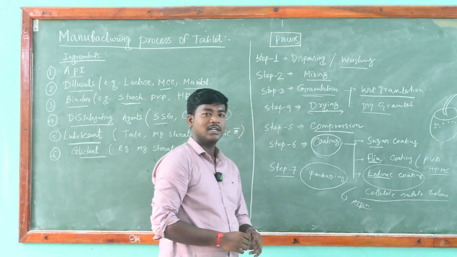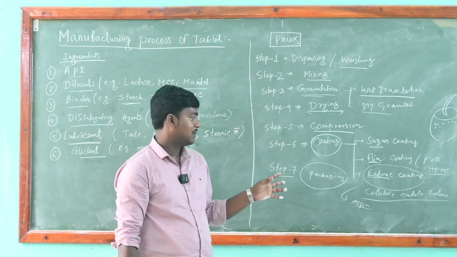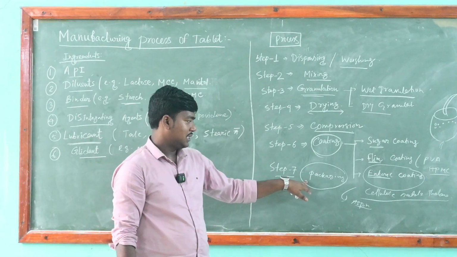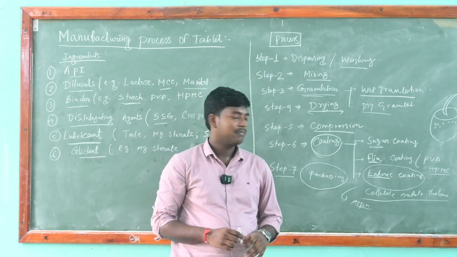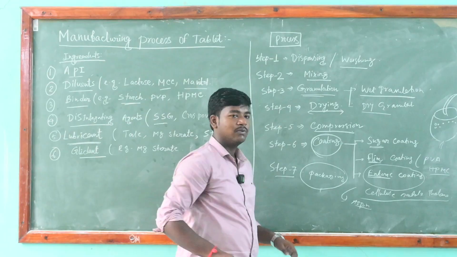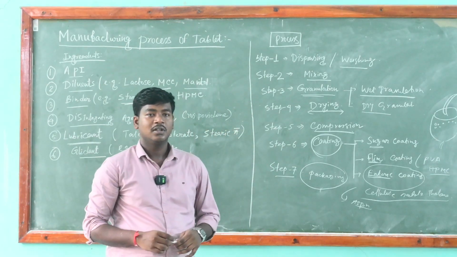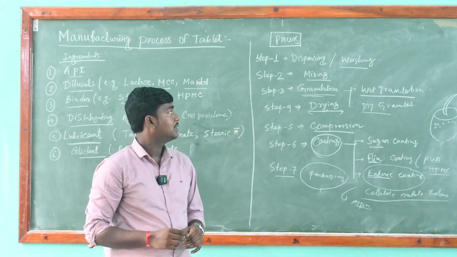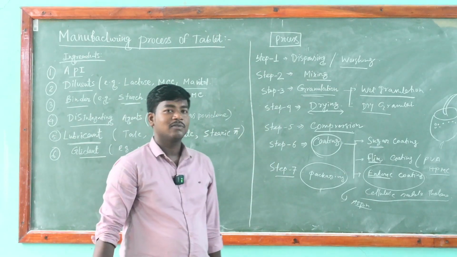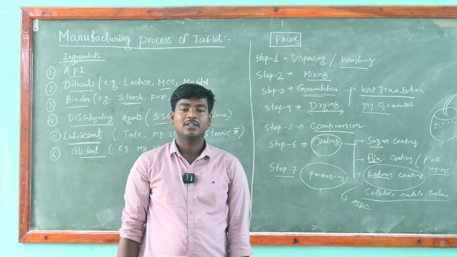Various types of packaging techniques are there, for example primary packaging, secondary packaging, blister packaging or strip packaging. Various types of packaging procedures are available. In this way we can prepare a suitable tablet. So in this class we discussed the overall procedure of the tablet manufacturing process, and next we will discuss another topic. Thank you.